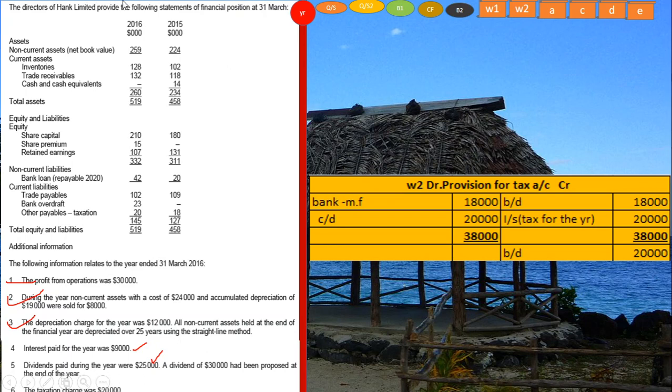Tax charge was 20,000. So to make your tax ledger, you need to write the provision for tax account, opening balance on the credit side. This comes from your question. Look in your current liabilities, other payables, taxation, you have 18 opening balance, closing balance 20. And then tax for the year 20,000. This 20,000 you put here, and then the missing figure comes to 18,000. That is your tax paid during the year, 18,000. Normally tax of the previous year is paid, so you can assume that 18 will be the paid amount. So that's what 18,000 is in your tax paid.